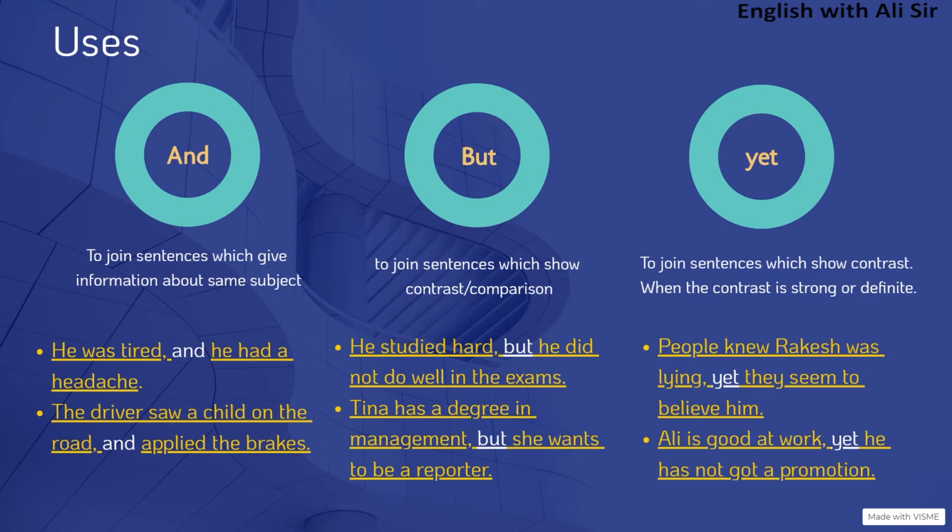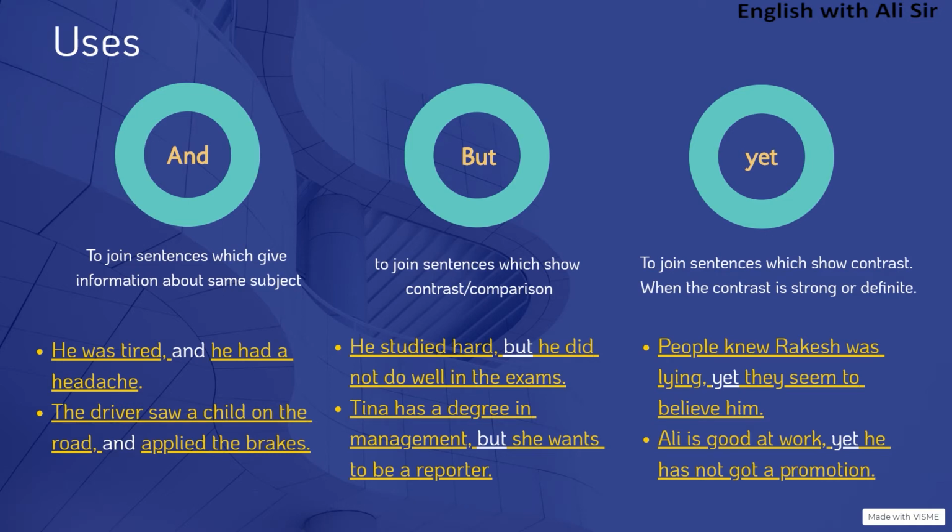One more example can be: the driver saw a child on the road and applied the brakes. So when both clauses, or you can say both simple sentences, have got strong relationship and we do not want to put pause, we do not want to put full stop in between, then we combine them with these coordinating conjunctions. Then there is second coordinating conjunction, that is but. But is used to join sentences which show contrast, comparison.